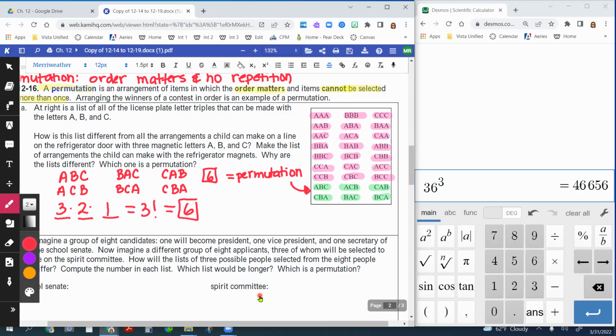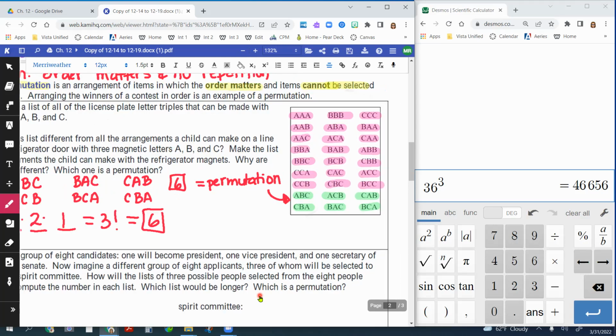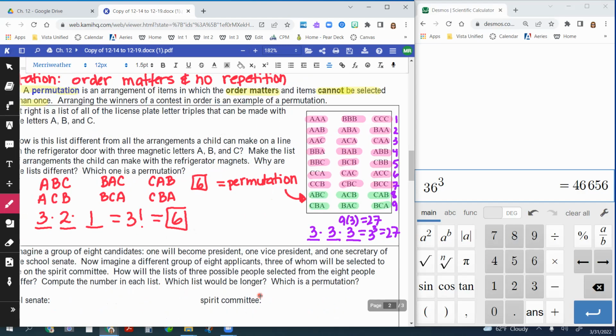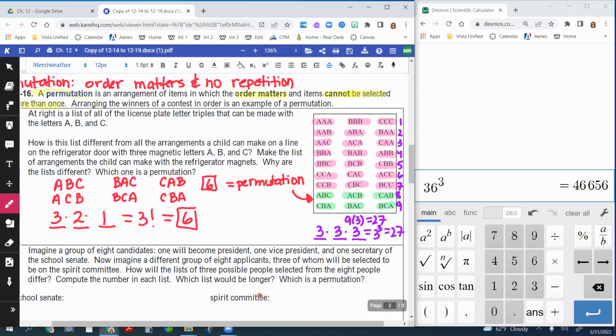Now, the one that they listed here, okay, let me just kind of zoom. We have 1, 2, 3, 4, 5, 6, 7, 8, 9 rows of 3. So 9 rows of 3 are going to give us 27. So that one would have been 3 different ways for the first, 3 different ways for the second, 3 different ways for the third, 3 to the 3, which is 27. So that is how we would have found them mathematically in both of the cases, okay?